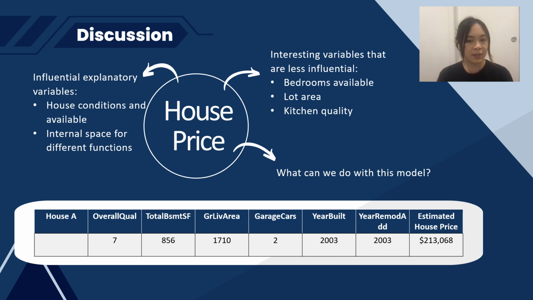Now let's look at a quick example. House A with an overall quality rating of 7, 2 garage car spaces, that has been recently renovated in 2003. The estimated house price will be $213,000 based on our model. For a business, we can potentially use this model to calculate an estimated benchmark for auctioning or negotiating the price of the house and understand whether the price is reasonable or not.